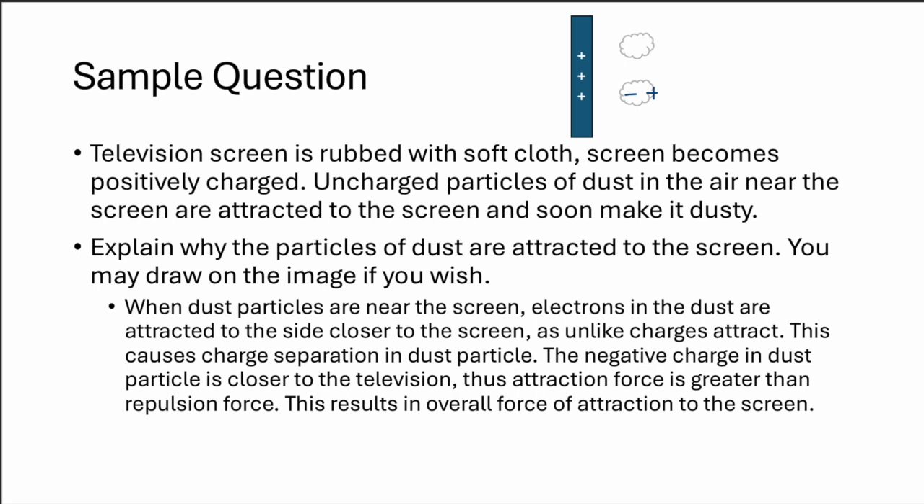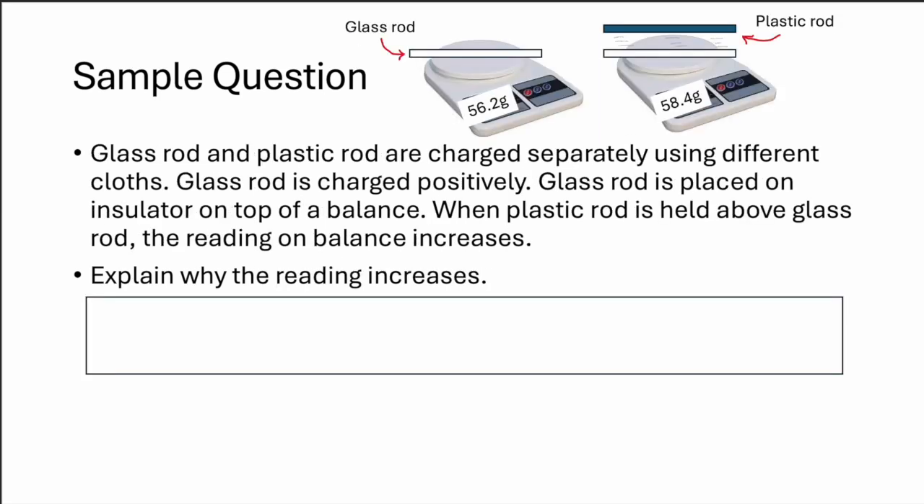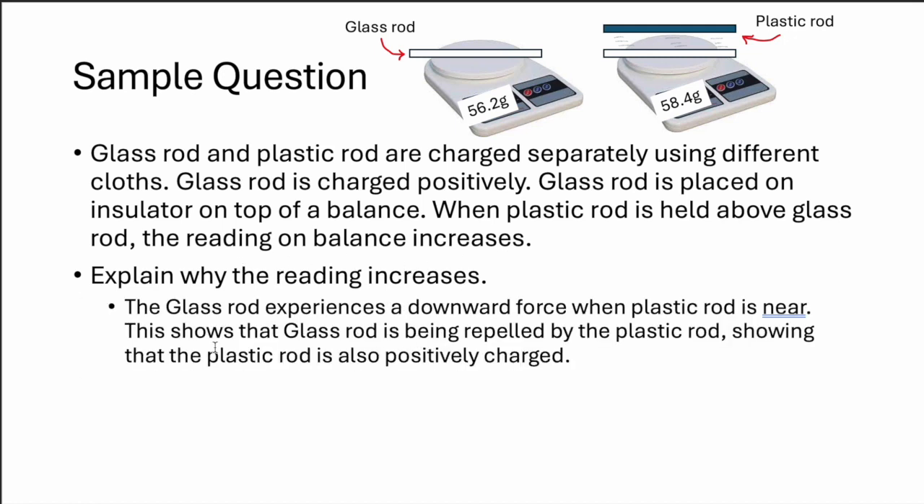Okay, next, a student charged a glass rod and a plastic rod. The glass rod is charged positively, placed on top of a balance, and it reads 56.2 grams. If you put another rod near and it reads 58.4, which means there is more downward force, right? Which means it's experiencing repulsion, which means it's a like charge. The plastic rod is also a like charge. So the reading on the balance increases because the plastic rod is a like charge.